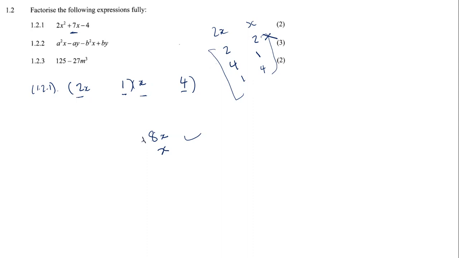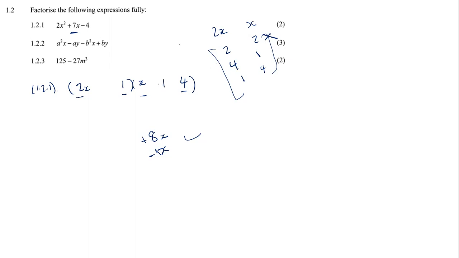Meaning if this sign is positive and this sign is negative, the bigger number is supposed to take the sign of the middle term. The bigger number between 1x and 8x is 8x. Therefore, 8x is supposed to take the positive. But how did we get the 8x? We said 2x multiplied by 4.